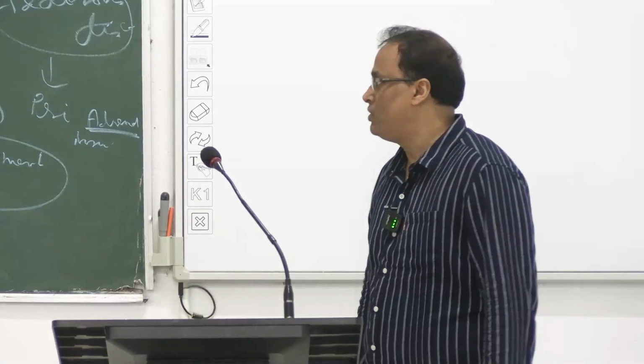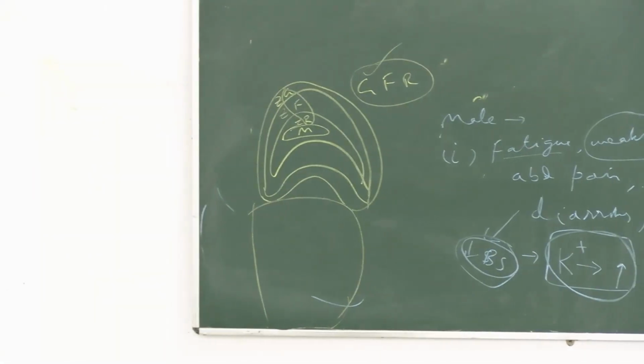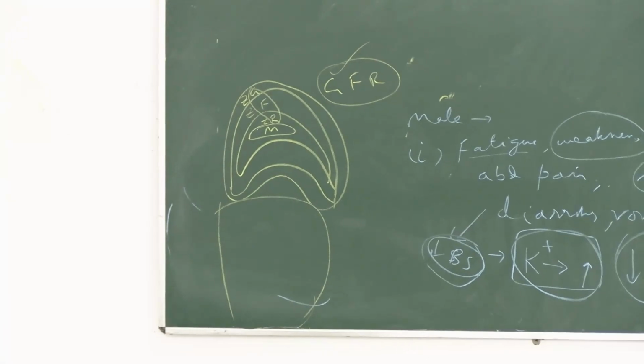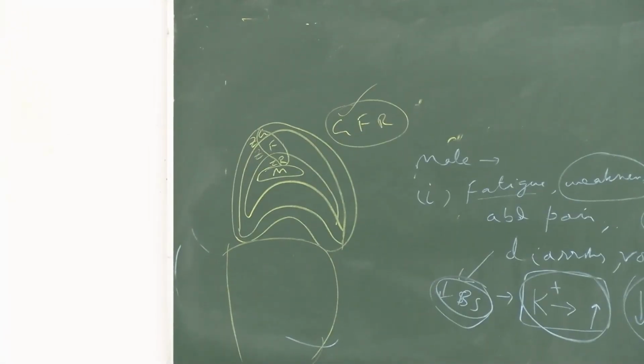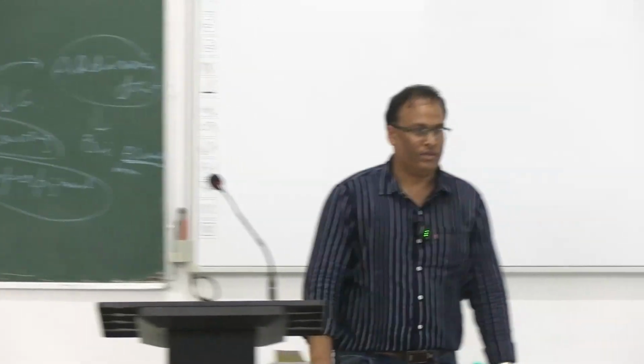Anyway, so this is your adrenal gland and GFR is your formula. It is not your glomerular filtration rate. This is the formula of zona glomerulosa, zona fasciculata and zona reticularis.